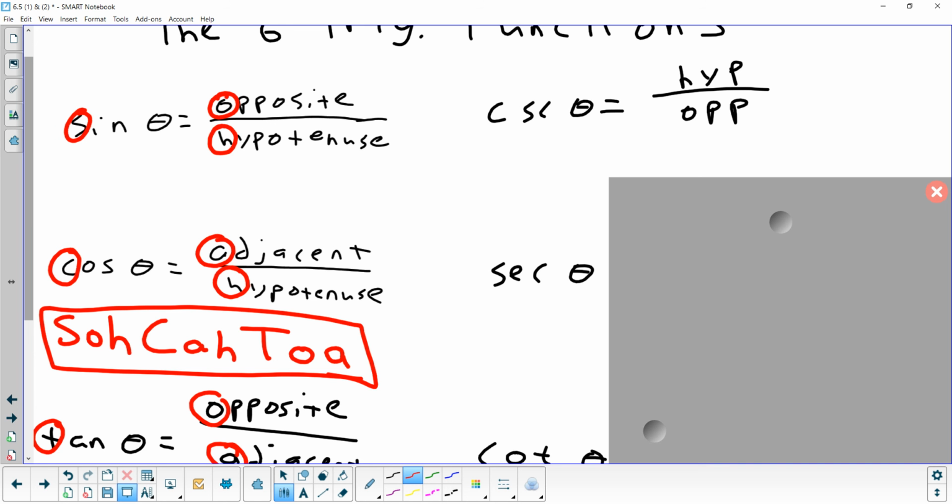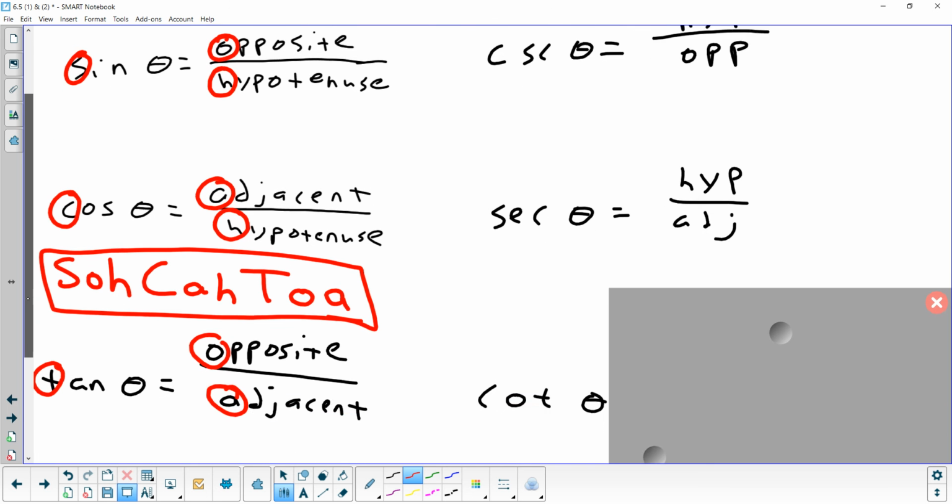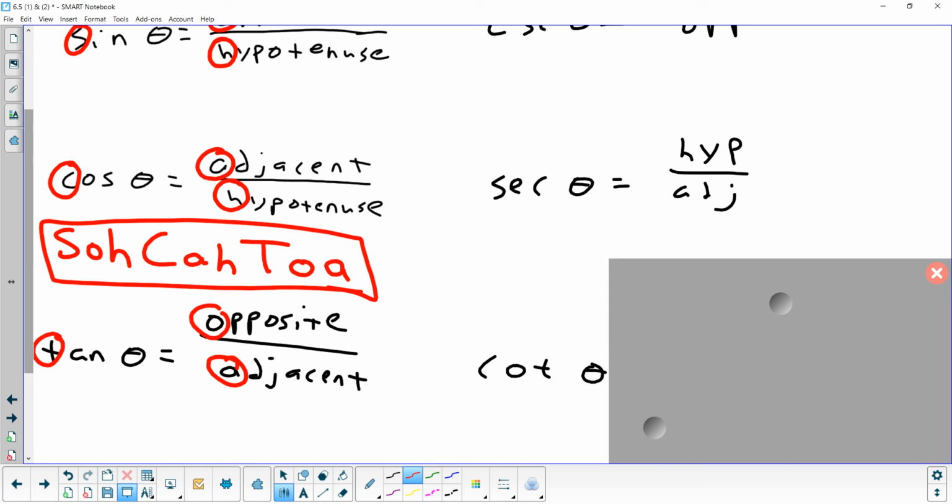How about, Abigail, what would my secant be? I'm sorry, what? What would my secant be? Hypotenuse over adjacent. Yep, hypotenuse over adjacent. And Jeff, what about my cotangent? Adjacent over the opposite. Adjacent over opposite.